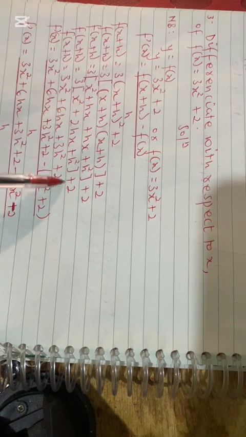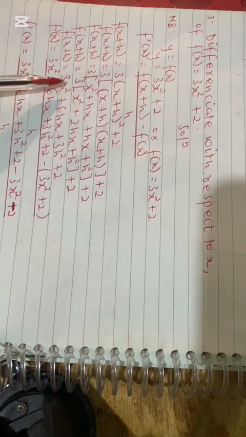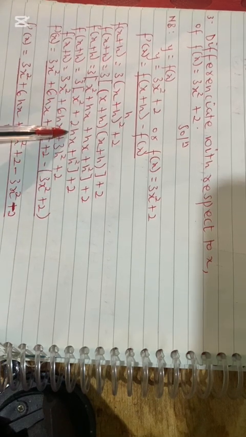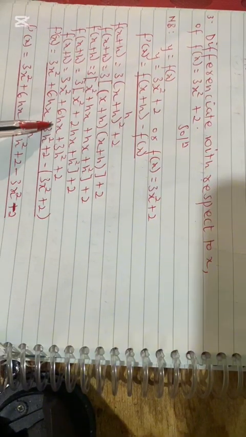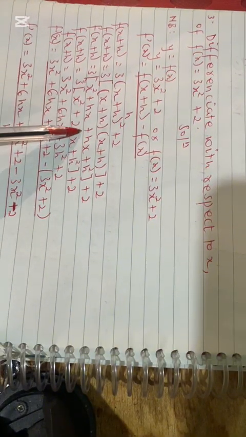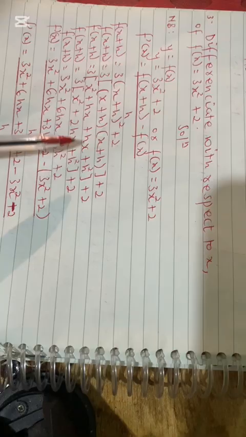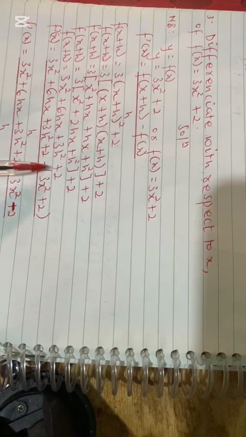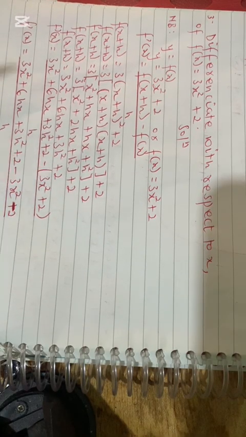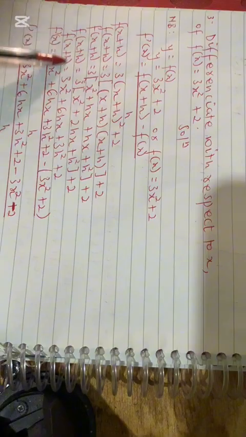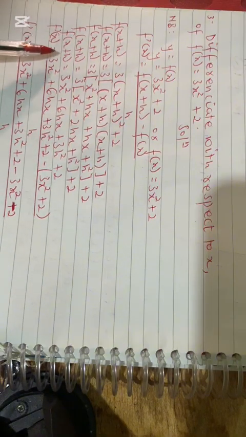So now let's expand the bracket. 3 times x squared will give you 3x squared. 3 times 2hx will give you 6hx, because 3 times 2 will give you 6. Then 3 times h squared will give you 3h squared. Then plus 2. Okay. Now this is our expression for f of x plus h.